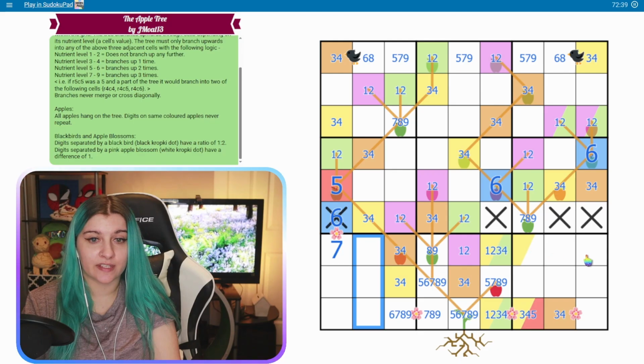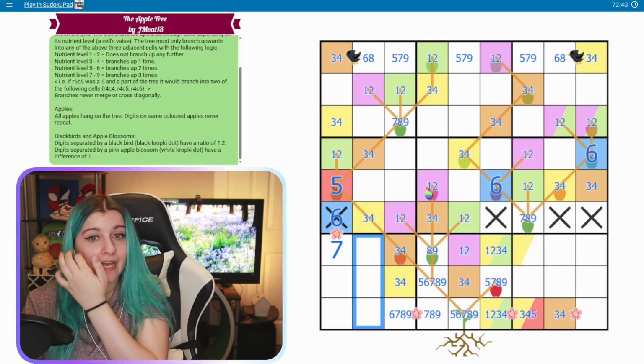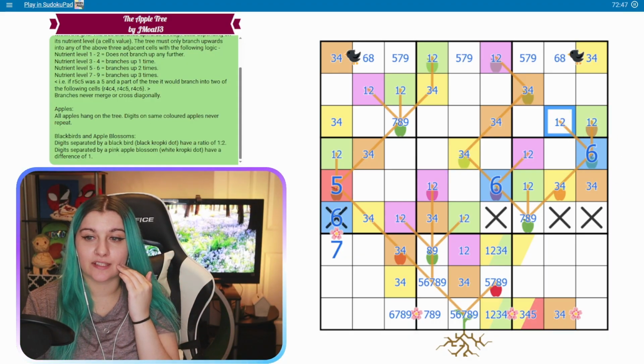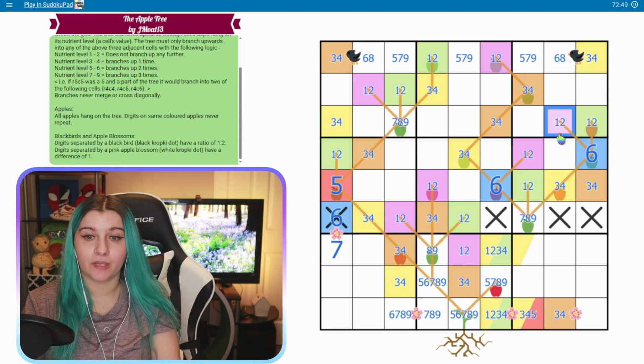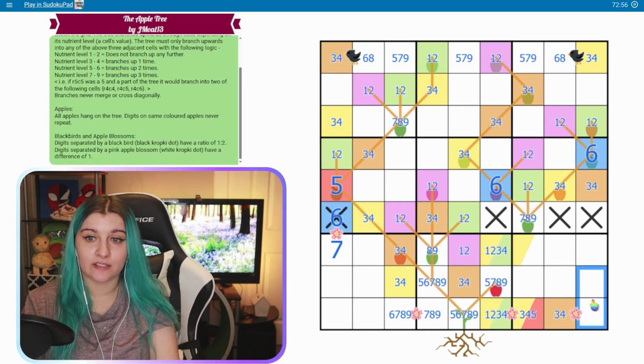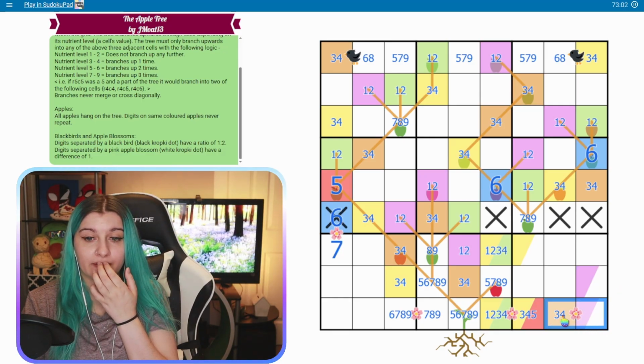Oh, I could figure this out, can I? I have a pink red apple already. So this is going to be green and this is going to be pink. Meaning pink in here is going to be one of these. Do I want it to be this one? This would have to be 2, 3.